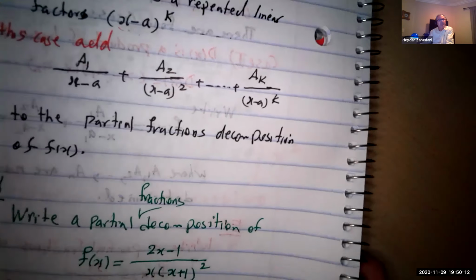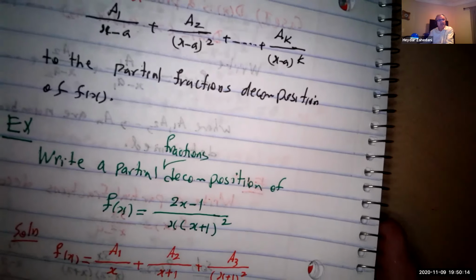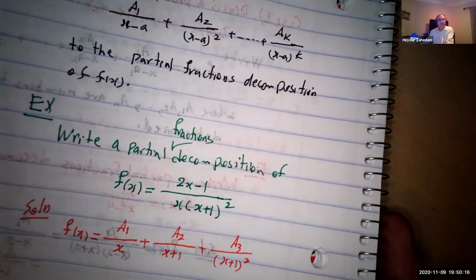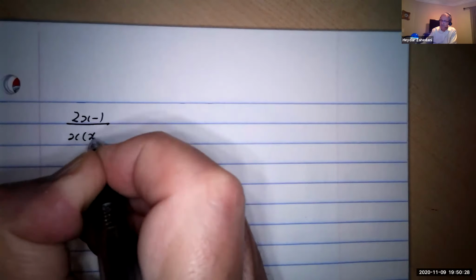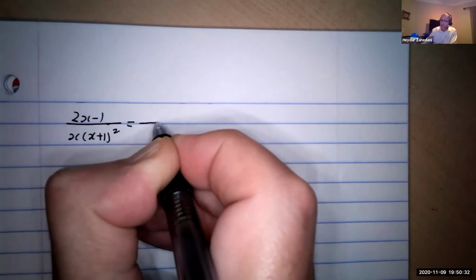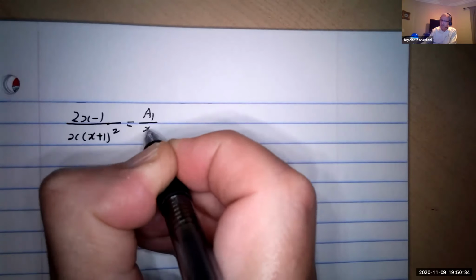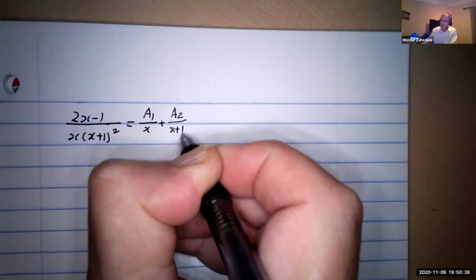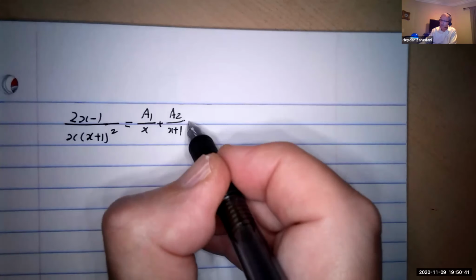I'm going to go to the next page to explain it. Any question over here? I start with the function, 2x minus 1 over x times x plus 1 squared. What I did is I repeated the factors so that I can have all of them and find the common denominator. So this is what I have.